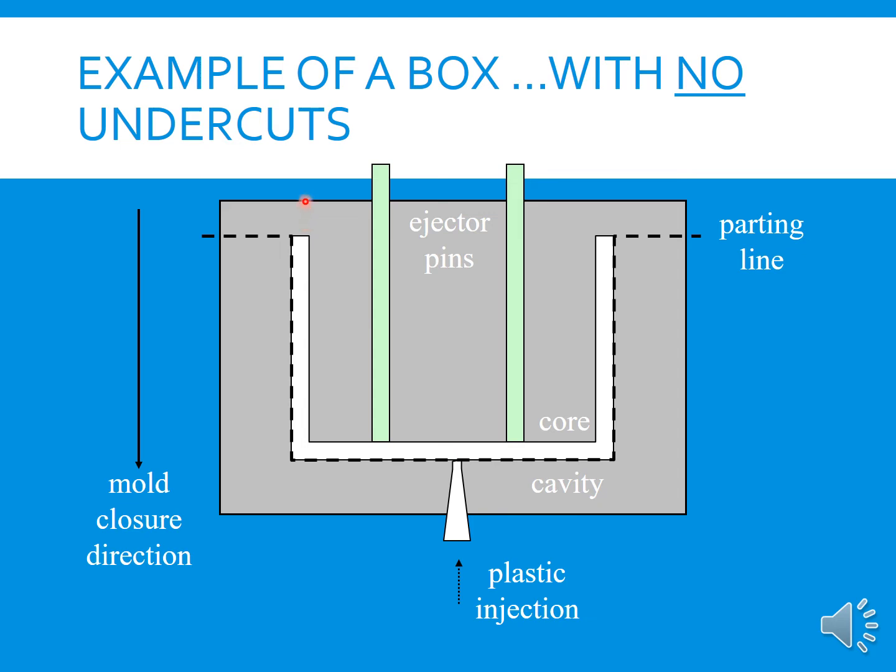Okay, example for the box with no undercut. Okay, this is a straight part. Okay, the mold is straight. Okay, and then we have two parts. We have the cavity part and the core part. This is the ejector pin. For example, after we inject the material, the part sticks with the core part, and then the ejector pin pushes the material, and then we get the part.